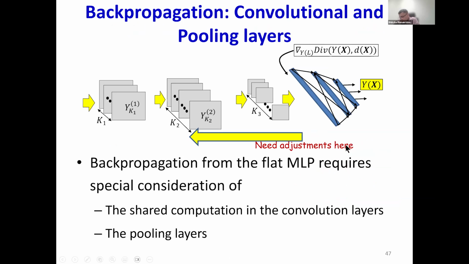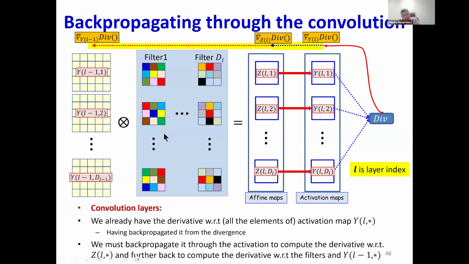So now we must perform backpropagation from here backwards through the convolutional layers. And this requires special consideration of the shared computation on the convolution layers and what happens in the pooling layers. That's what we're going to look at. So I'm going to assume that from the divergence for any individual instance, we are going to get the derivatives for the maps, for the final output maps.